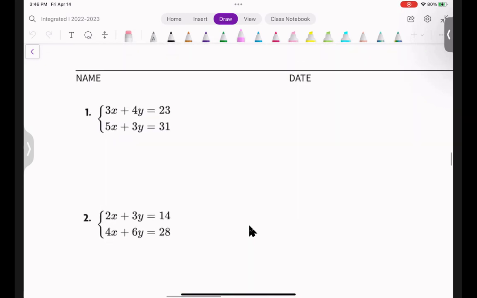Okay. So the very first thing they tell you to do is write a scenario for this. And so it could be, you bought 3 bags of cat food and 4 bags of dog food, and you paid $23. And then the next week you bought 5 bags of cat food and 3 bags of dog food. And this time you only paid $31. Okay. So whatever scenario that you come up with, that is fine. Practicing writing scenarios is really important because it gives you an idea of what we're actually doing and not just doing random math problems, right?